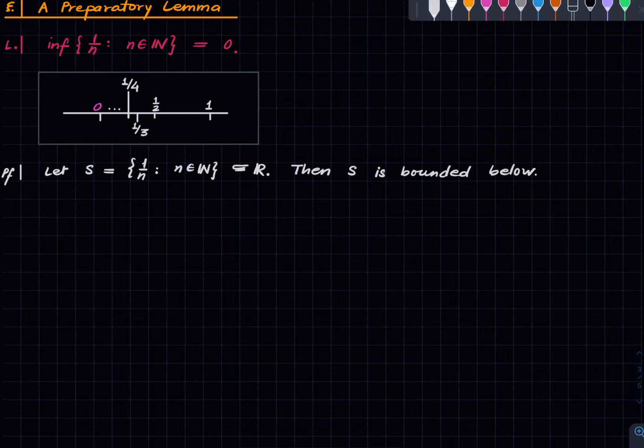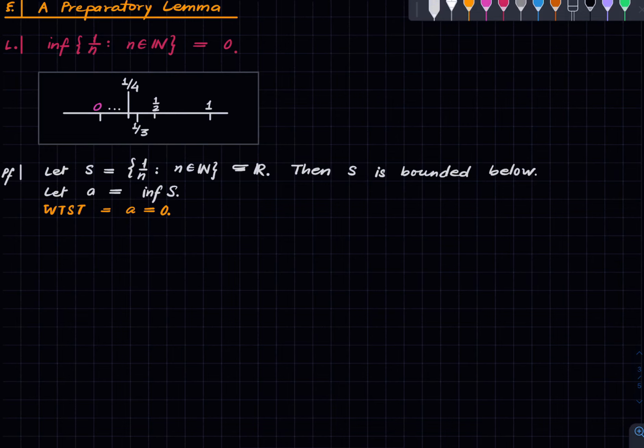Okay. So let A be the greatest lower bound. Okay, and we want to show that. So all we have done is just to restate the thing. Now, here is the thing.